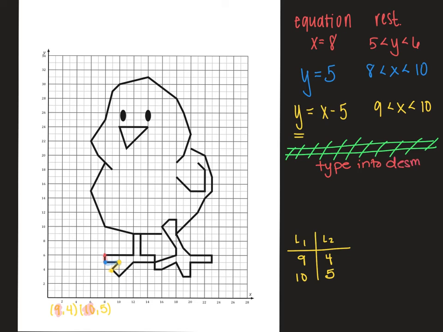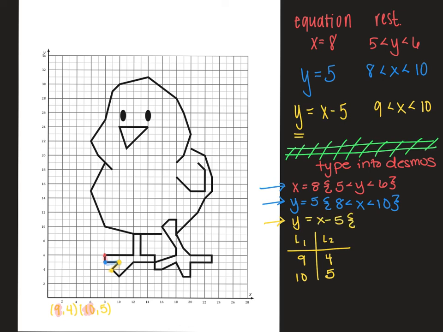So for the first one, I would type in x equals 8, a curly bracket, 5 less than y less than 6, curly bracket. For the second one, I would type in y equals 5 in a separate line. So this would be line 1. This is line 2. Curly bracket, 8 less than x less than 10, curly bracket. The third one, another line, y equals x minus 5, curly bracket, 9 less than x less than 10.